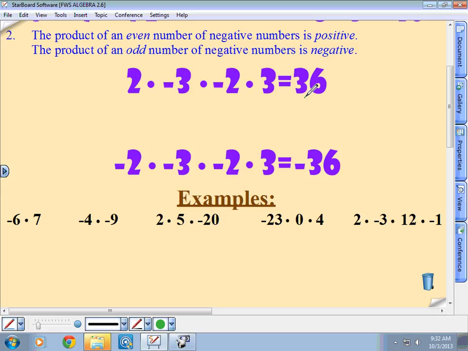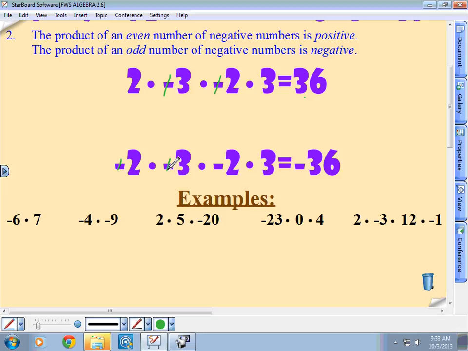Okay? You can think of it like this. Every 2 negatives cancel each other out. So those negatives cancel each other out, and I've left nothing but positives. Here, 2 negatives cancel each other out, but I still have 1 left. So that's my negative. It's easier to think of it like that.